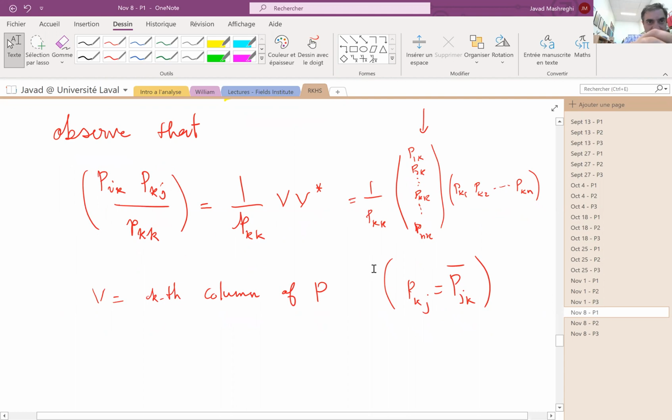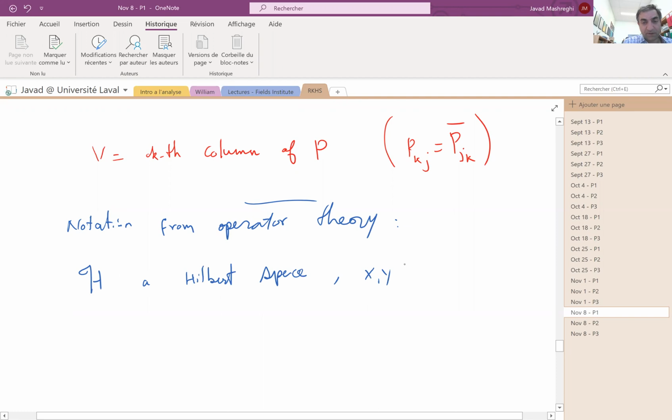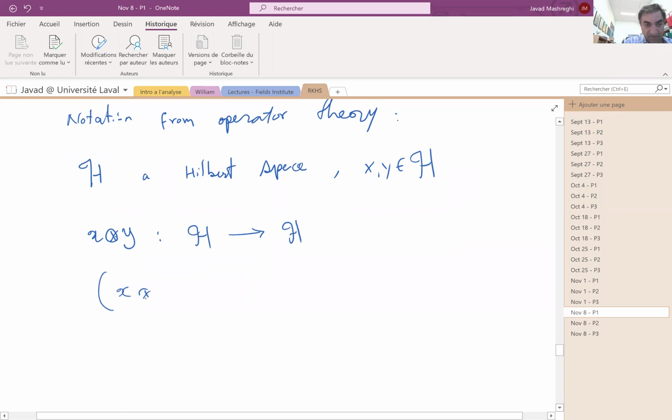There is another reason why I mentioned this. Up to here, it's all the linear algebra notation that we use. There is another notation that we use mostly in operator theory. If H is a Hilbert space, and X and Y are two elements of H, then X tensor Y is an operator on H defined by this simple formula. The action of X tensor Y on an element Z is the inner product of Z and Y times X.